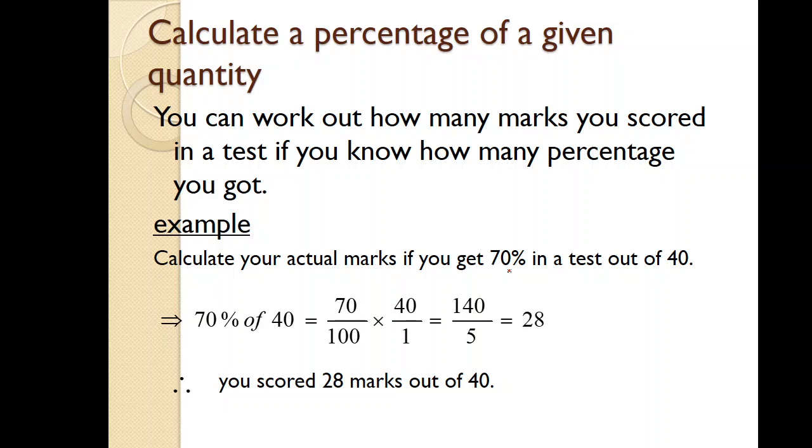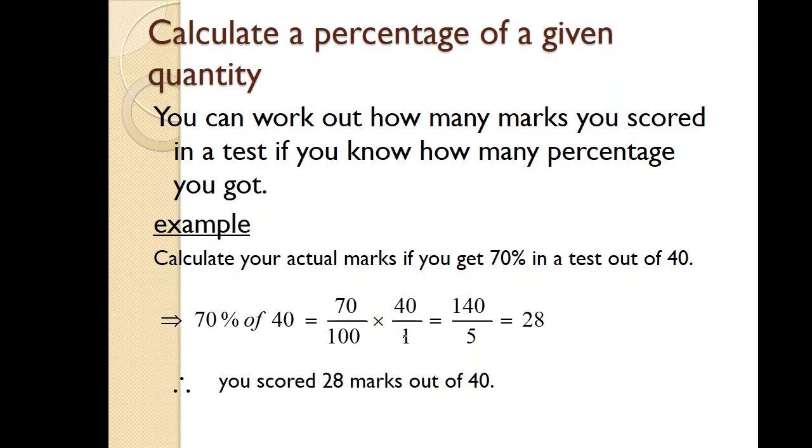You just know that in that test out of 40 marks you got 70%. That's what it means. You can just say here 70% of 40 marks. We all know that percentages are out of 100. That's why this is equal to 70 over 100 of, I mean multiply. You can change that to a multiplication sign. Then you write 40 as a fraction over 1.